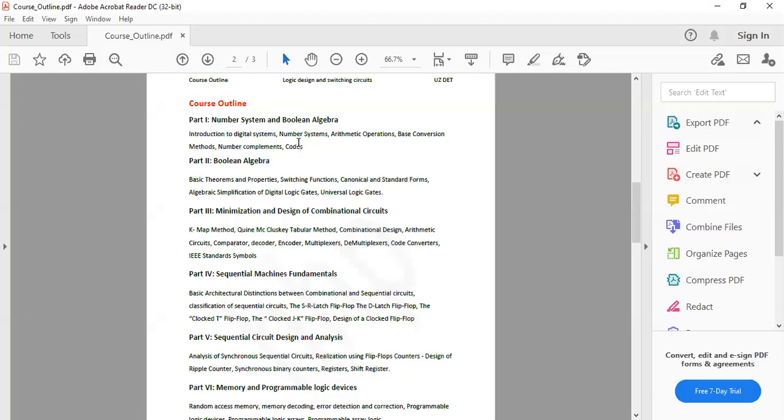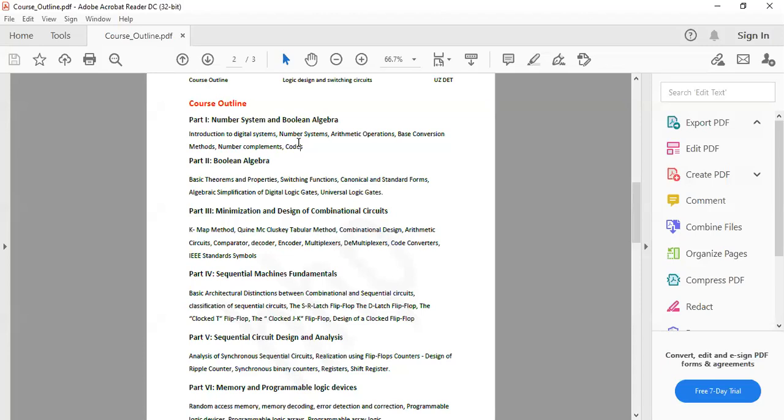Right. Course outline. I'm going to introduce you to what a logic design is, and why we are doing this course. Then I'm going to introduce you to number systems. I think the concept is part 1 today. It's not possible, but I'm hoping we do.